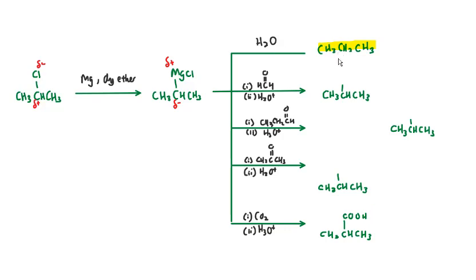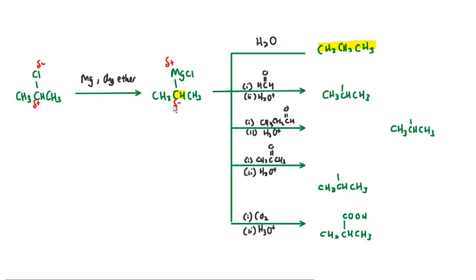Please bear in mind, if you are using condensed structure, please check the number of hydrogens. From here, we have only our CH group. If we are producing alkane, it becomes CH3, CH2, CH3.